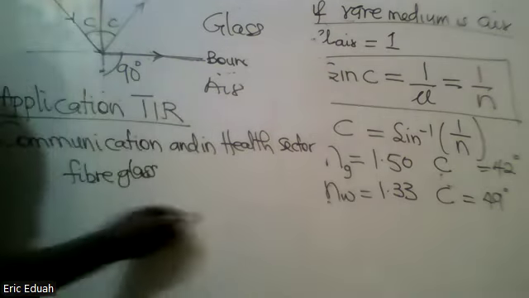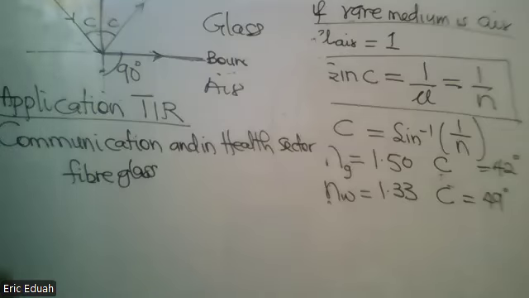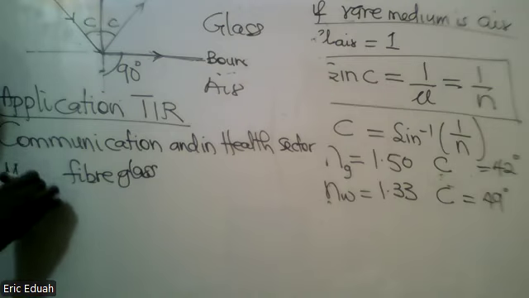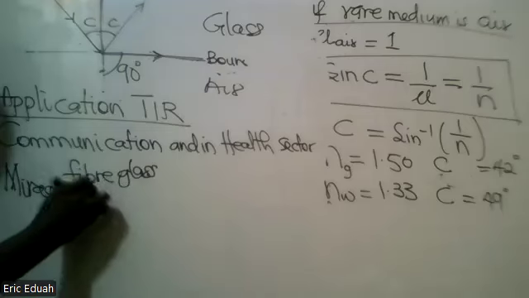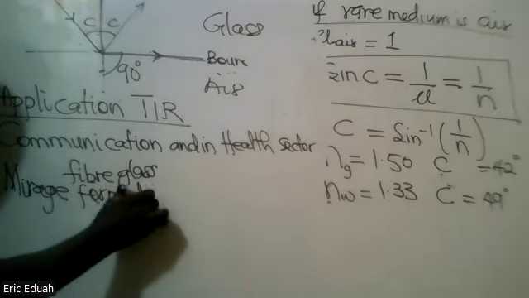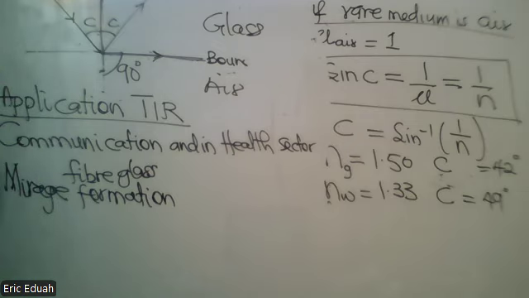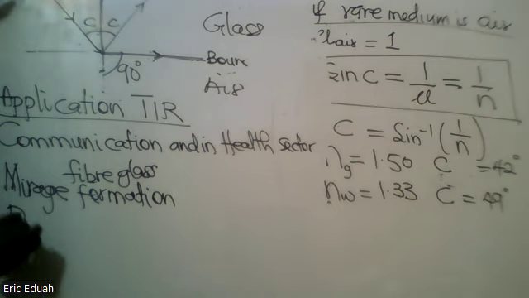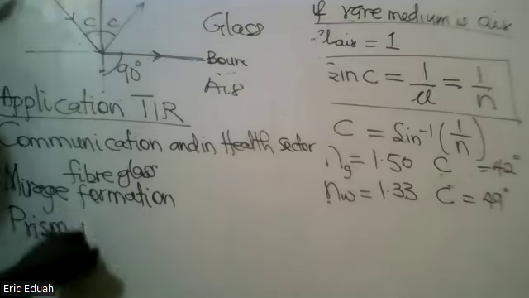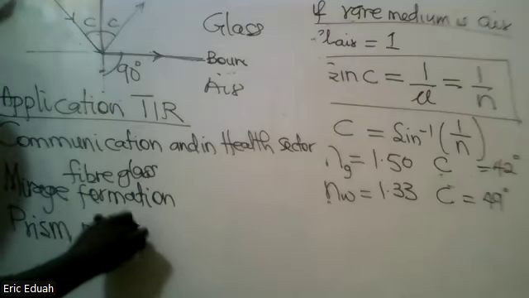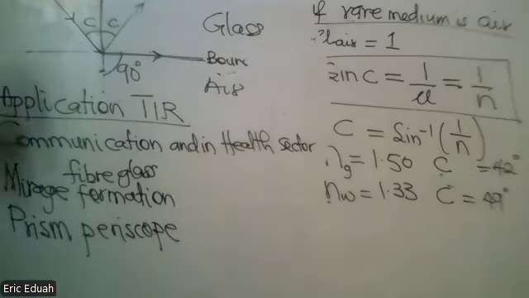The principle of total internal reflection is also applied in mirage formation. It is also applied in prism periscopes. We have mirror periscopes and prism periscopes. Mirror periscopes use mirrors, but prism periscopes use glass prisms.